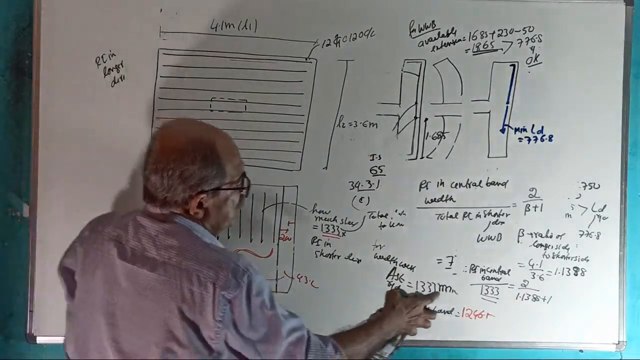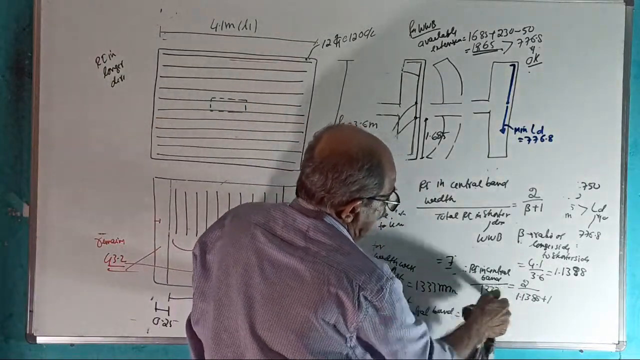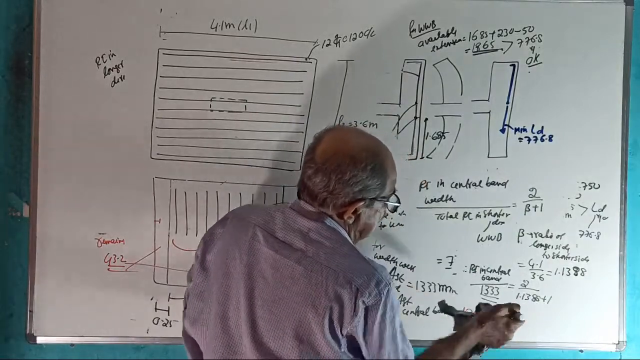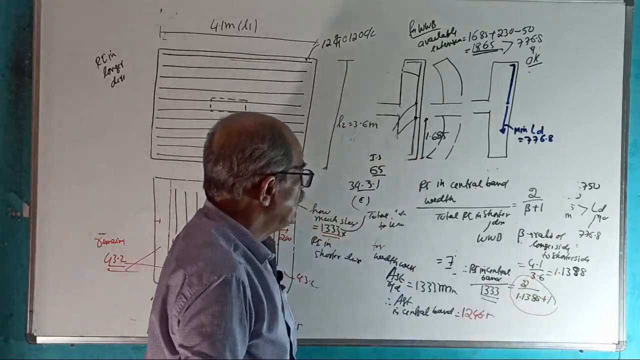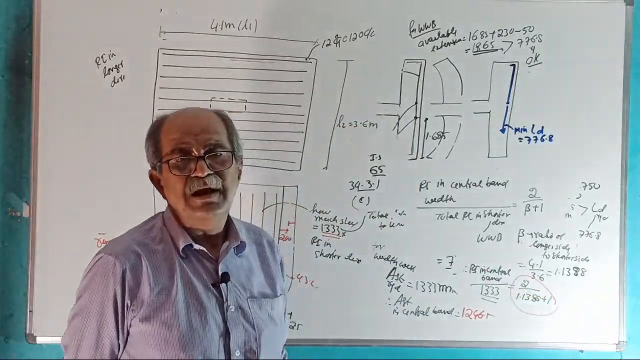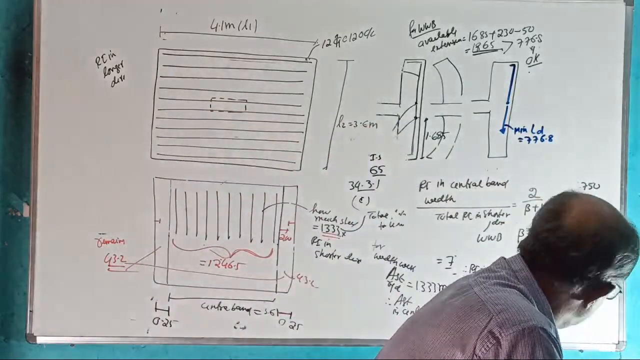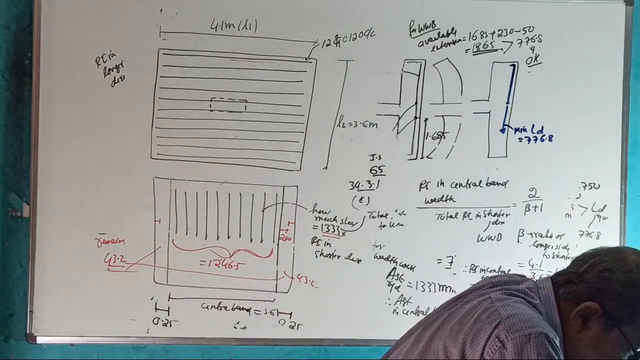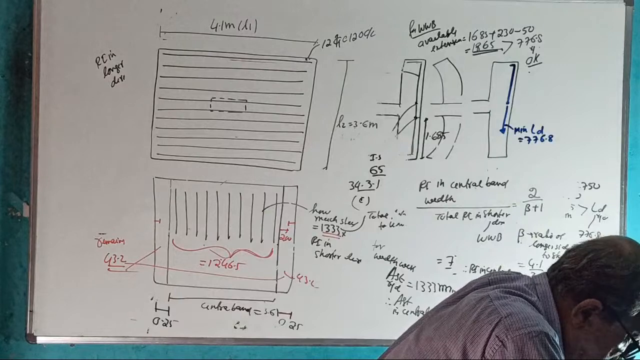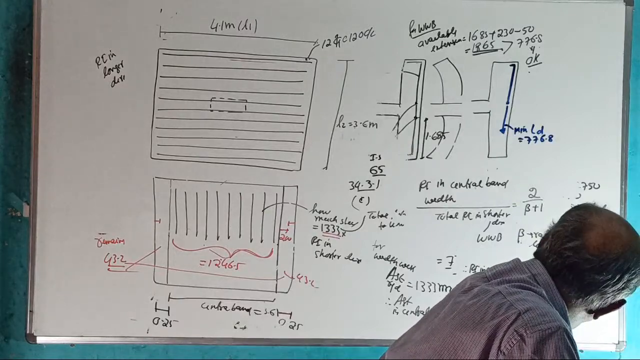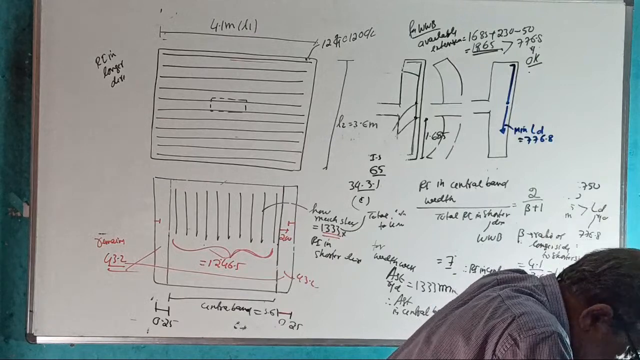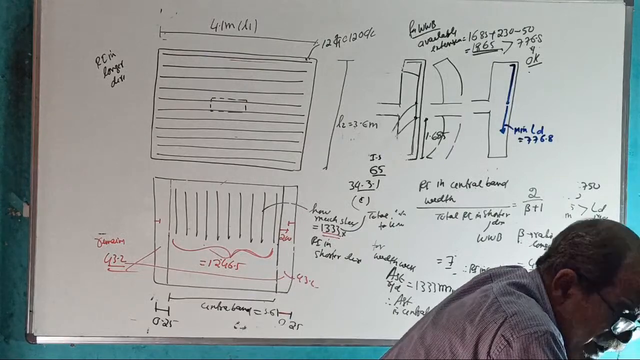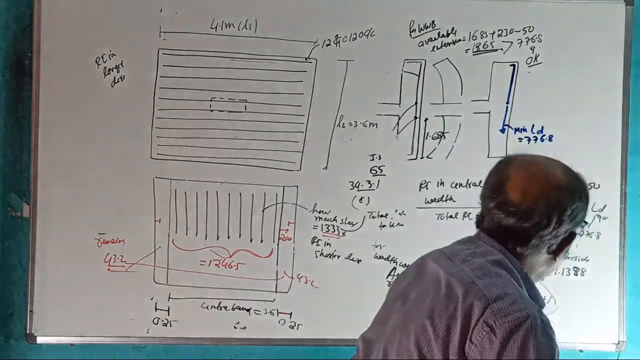See, 2 divided by 1.1388 plus 1. Tell me what that number is. 2 divided by 1.1388 plus 1, what is that number? Point 935.